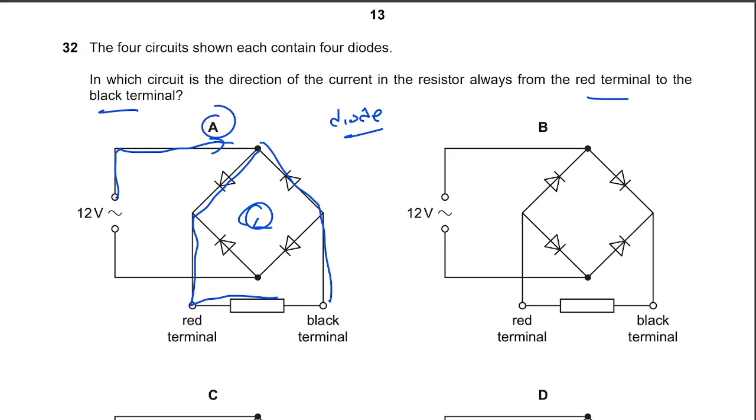So the answer is A. Why is it not B? It goes this way and it enters the black terminal first. It has to always enter from the red terminal, so this is wrong.